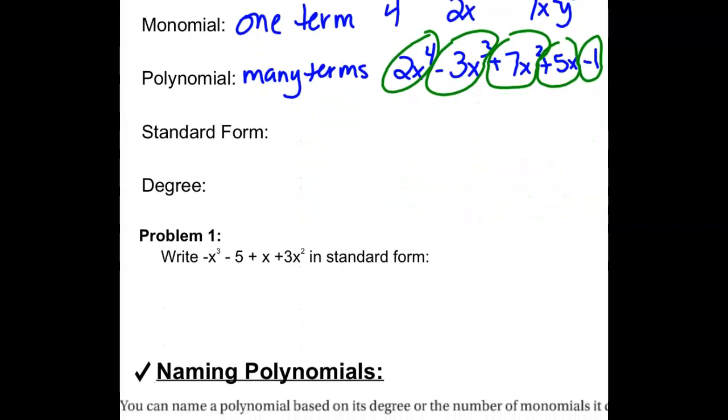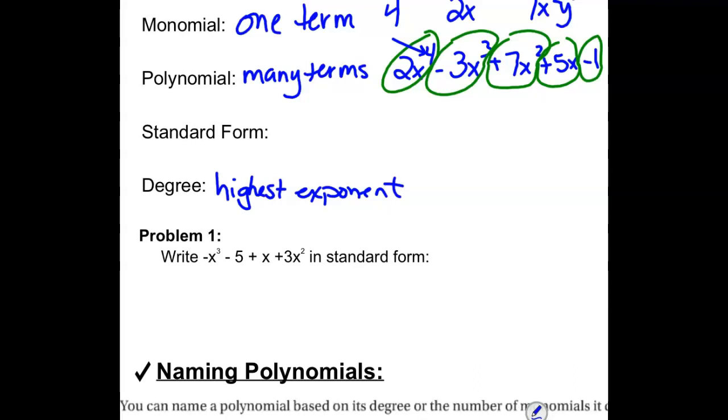The degree of a polynomial is the highest power. Okay? Highest power, highest exponent. So when we look at the degree of the last one, this would be degree 4. Okay? Because the highest power that we see for our variable is a 4.